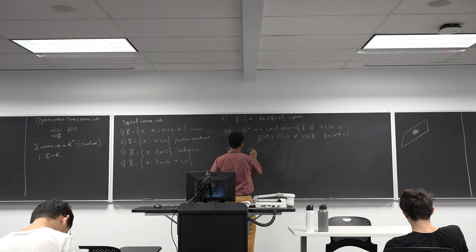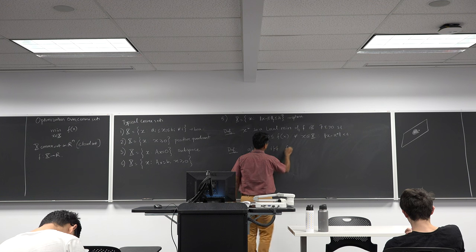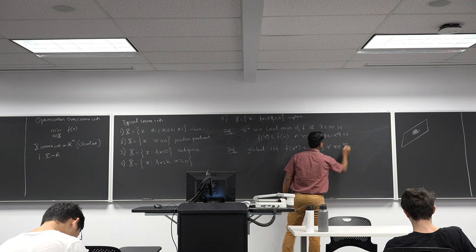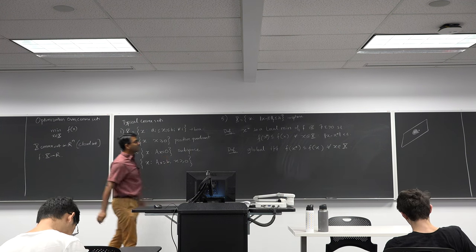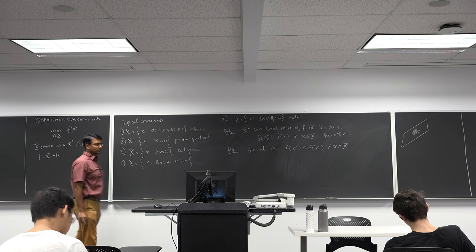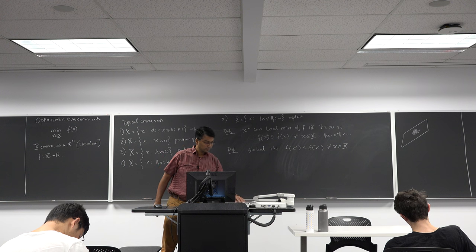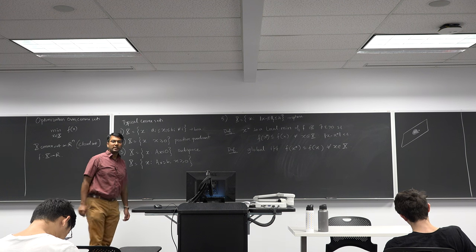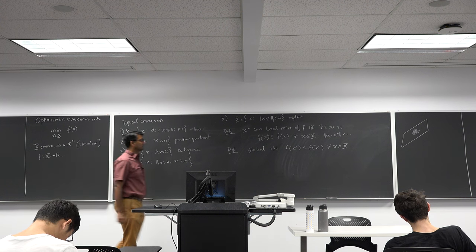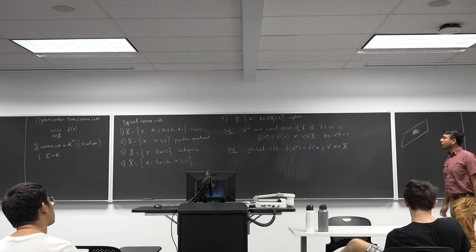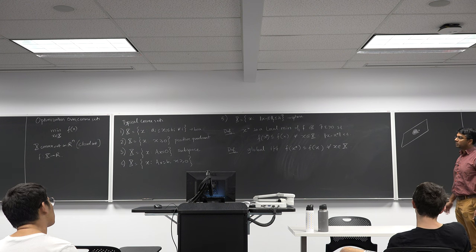And of course, it's a global minimum if f of x star is less than or equal to f of x for all x in capital X. And you can replace capital X with Rn, and you recover the definition that we had studied in the case of unconstrained optimization. Any question? So now we know what it means for a point to be a local or a global minimum in the context of optimization over convex sets.